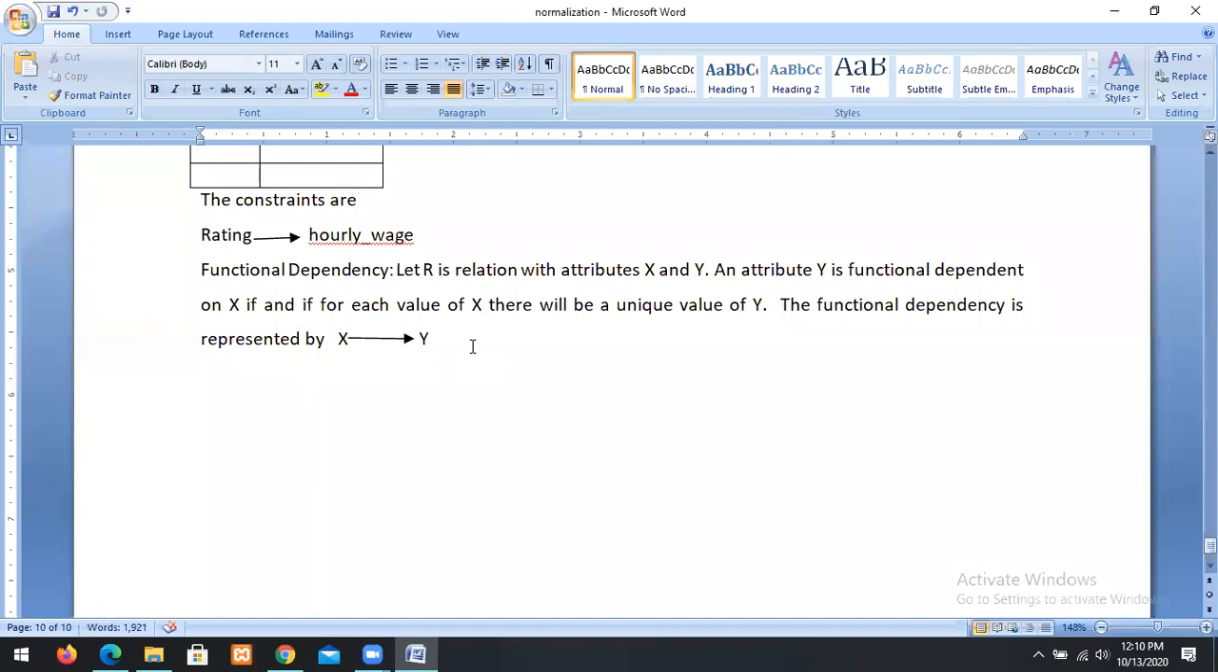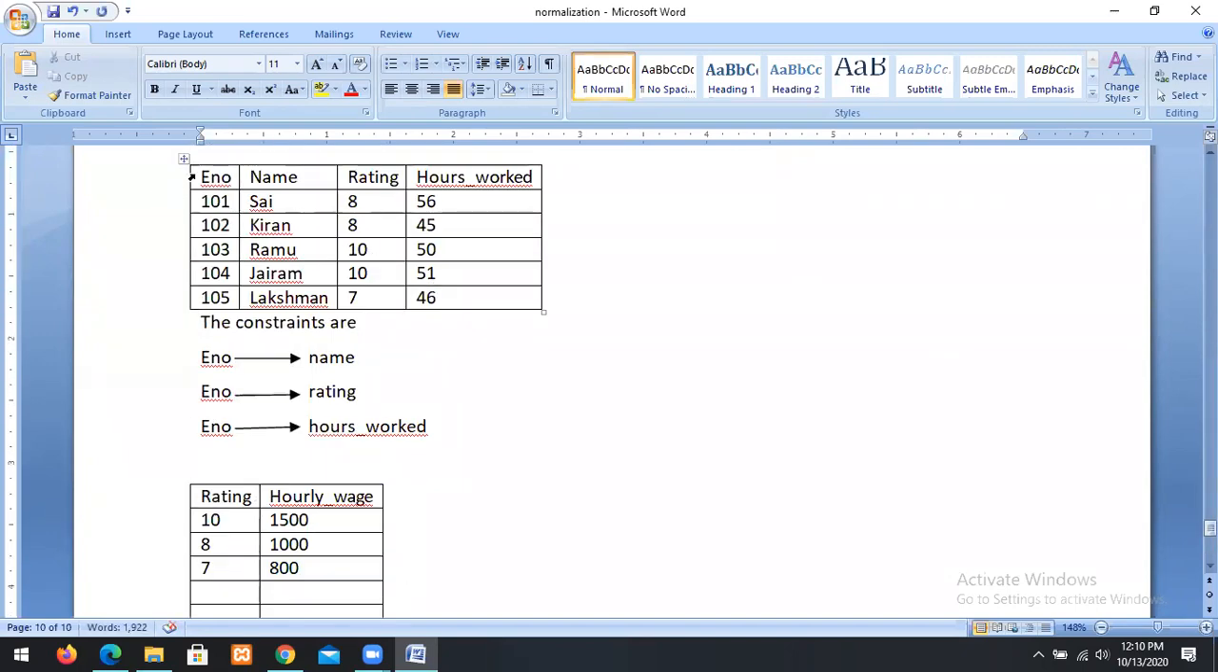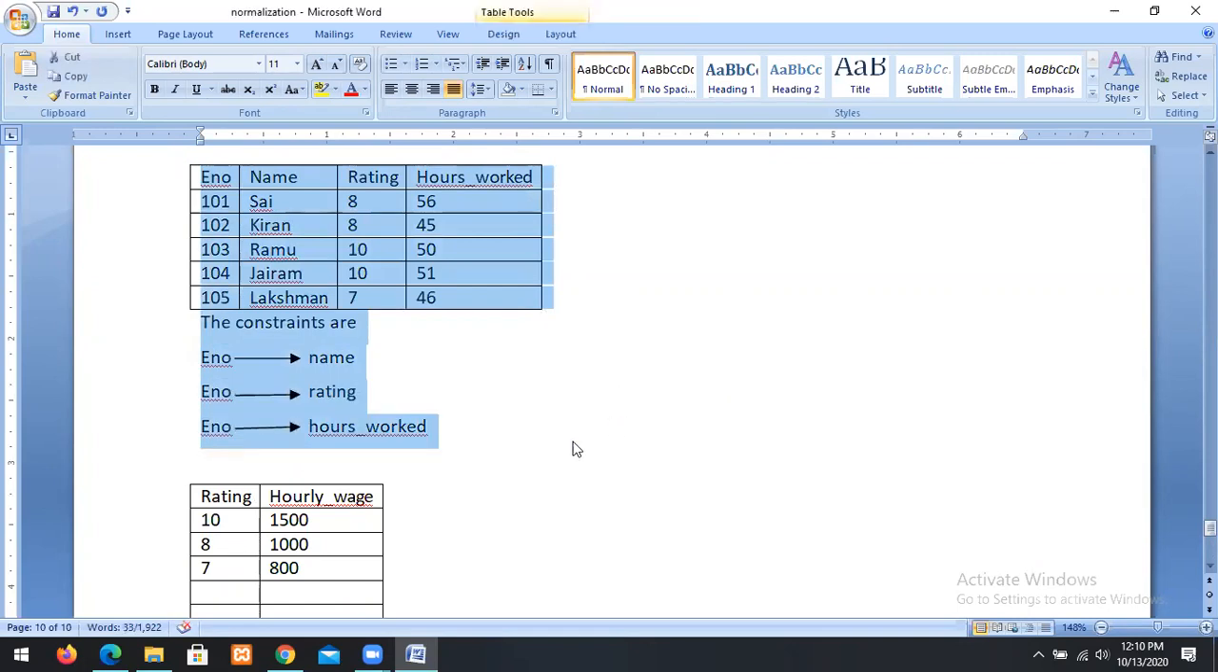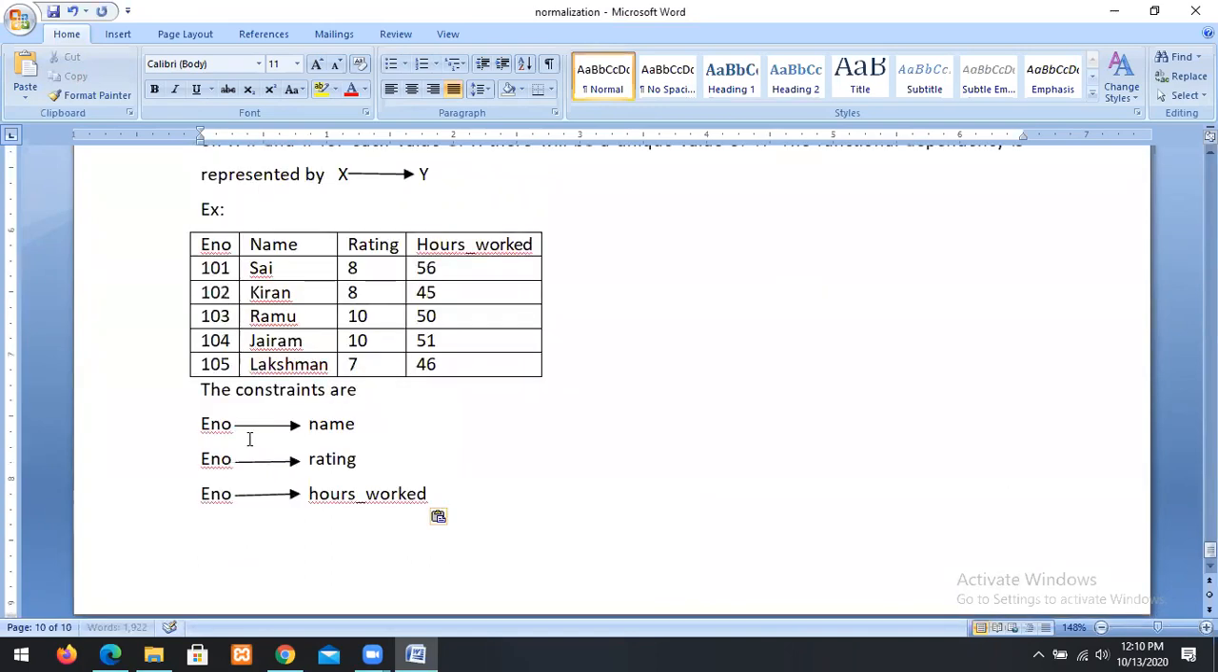There are some properties of functional dependency. Suppose we take an example; therefore we can define a set of functional dependencies. If we take this example, the functional dependencies are like this. This is about functional dependency.